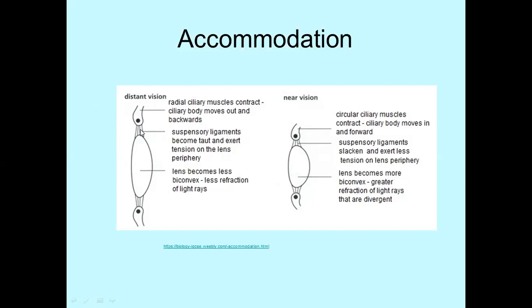That puts tension on the suspensory ligaments, which become taut. Please look how to spell taut. And that exerts tension on the periphery of the lens, so it's pulling the lens from all sides. The lens becomes less biconvex and refracts light rays less. If the object is further than 6 meters, there's no change. That's as best the eye can do.